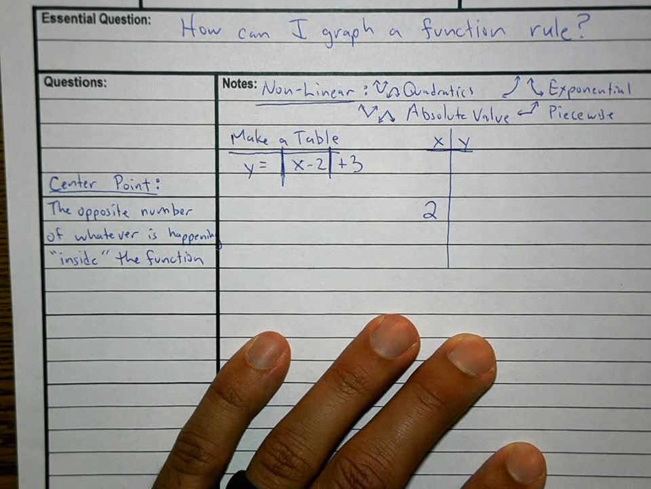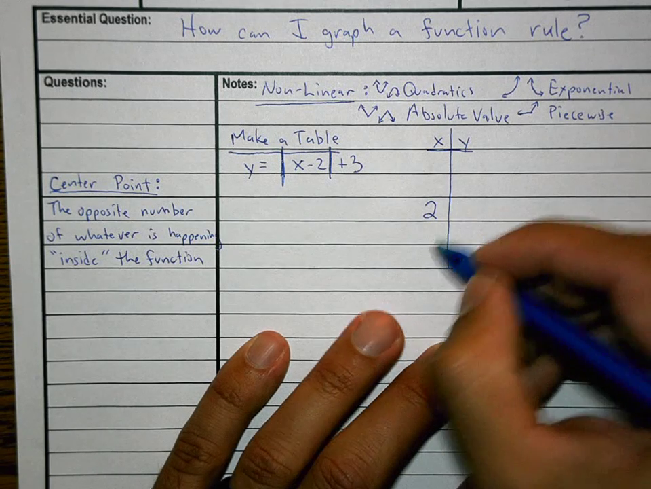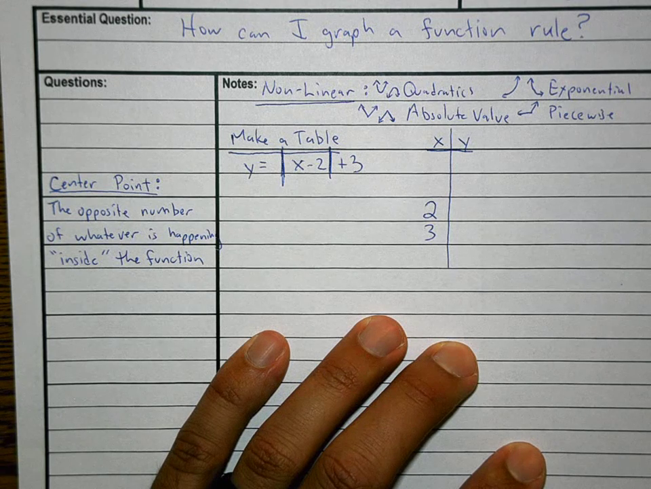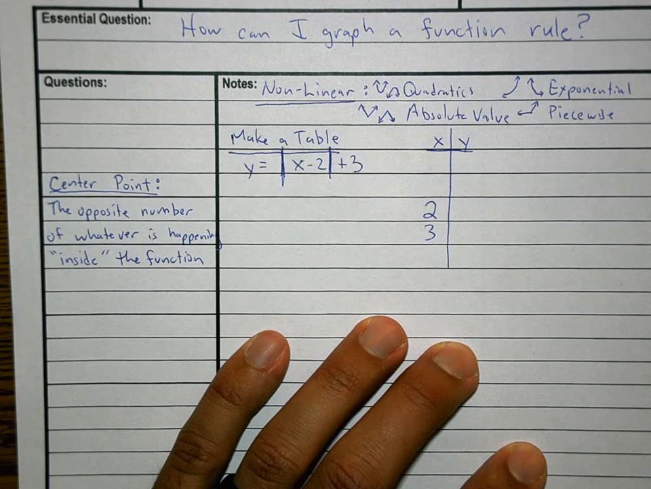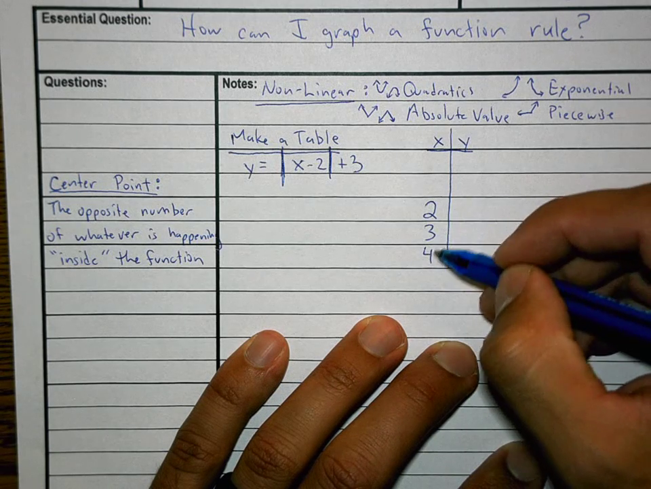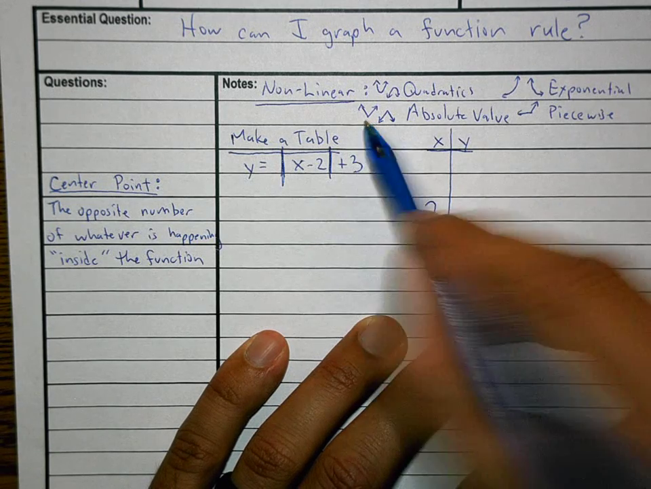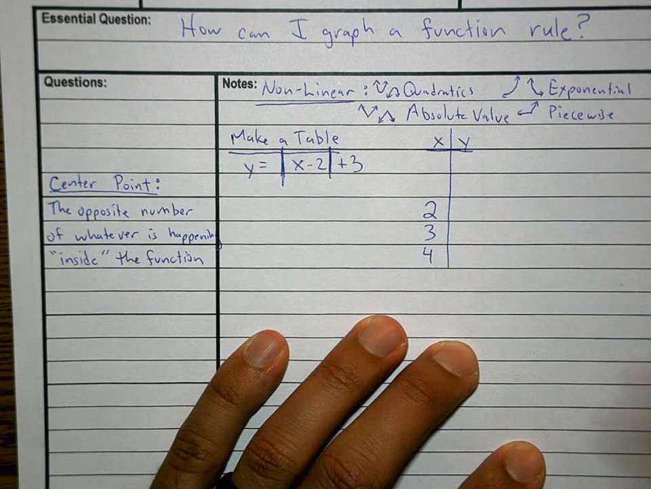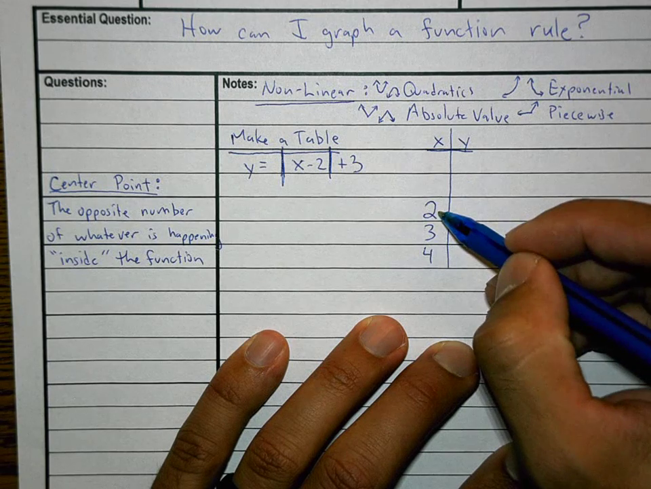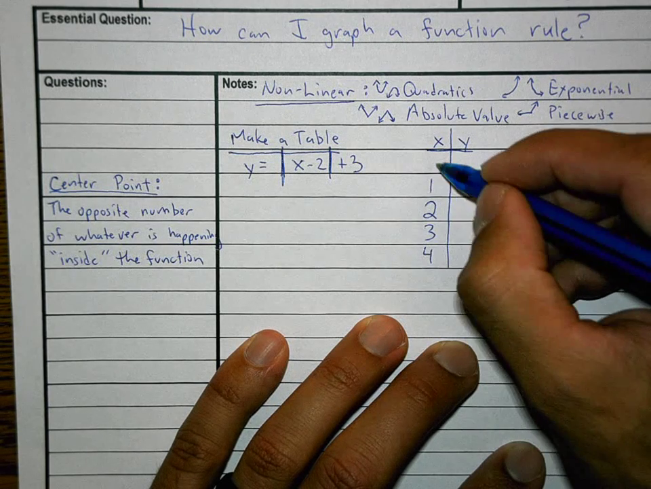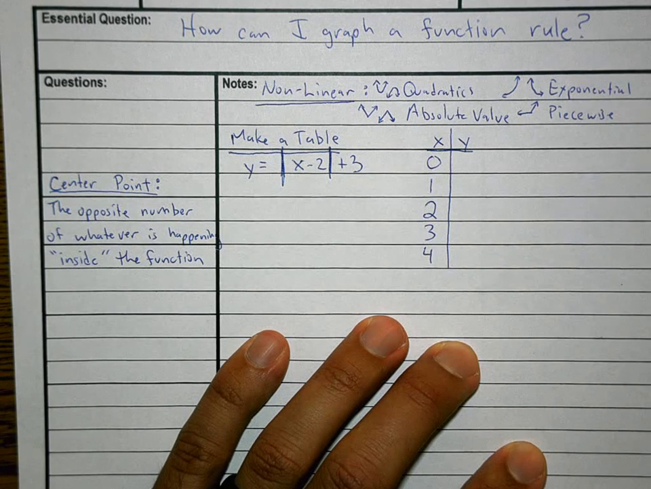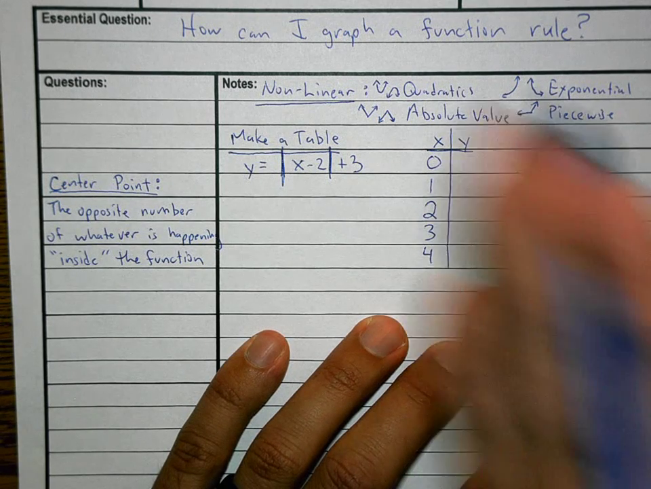And then you're going to need numbers that are bigger than that. Give me a number bigger than 2. I appreciate anybody who said 3 because that is the next easiest number to use. The next easiest number to use after 3 is 4. So I want 2 numbers on this side of the bottom of the V, and I want 2 numbers on the other side. This is why it's called the center point. So I need to go before 2. What is before 2? 1. And before that? 0. So we have 0, 1, 2, 3, and 4. Those are the points that we are going to plug into this table.